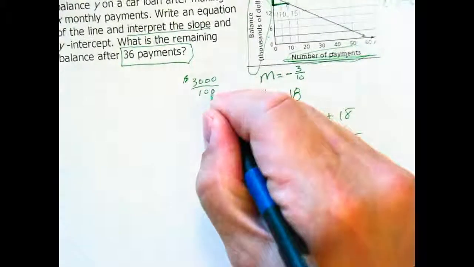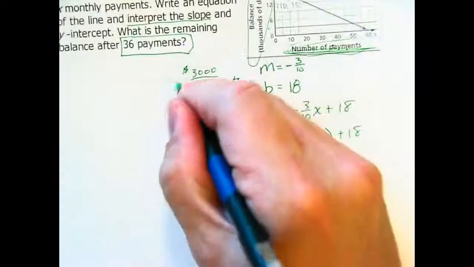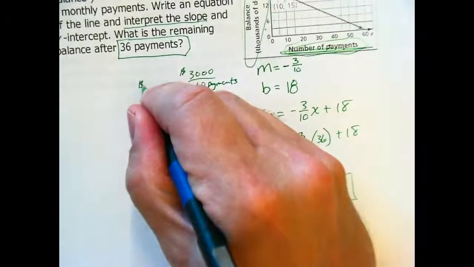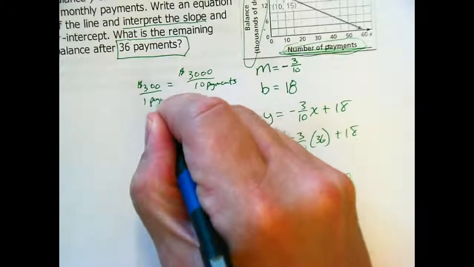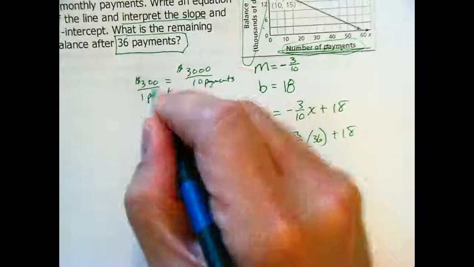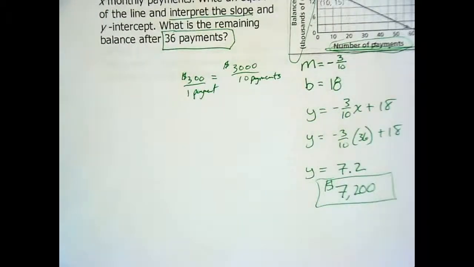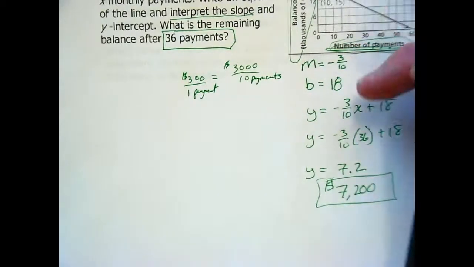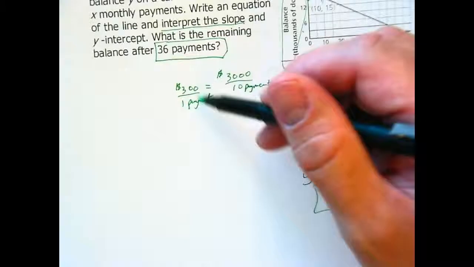$3,000 per 10 payments. 3,000 divided by 10 is $300. Your payment is $300 per one payment. How many of you are paying $300 for your car? Making your car payment. All right, some of you are like, I don't even have a car. Okay. That's interpreting the slope. You're saying, hey, it's $300 per payment.